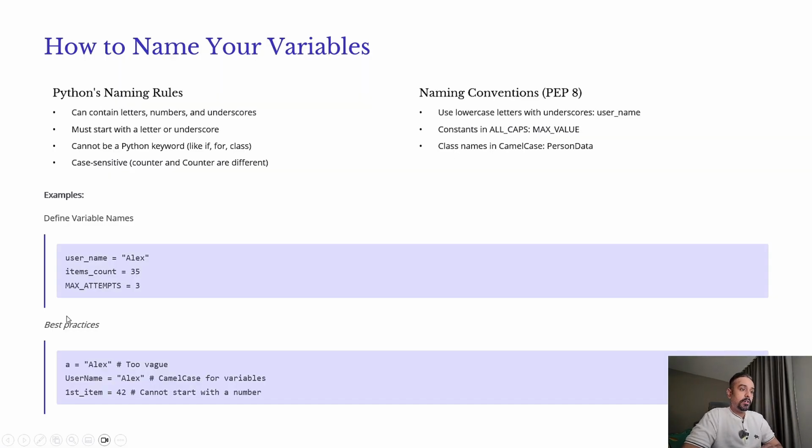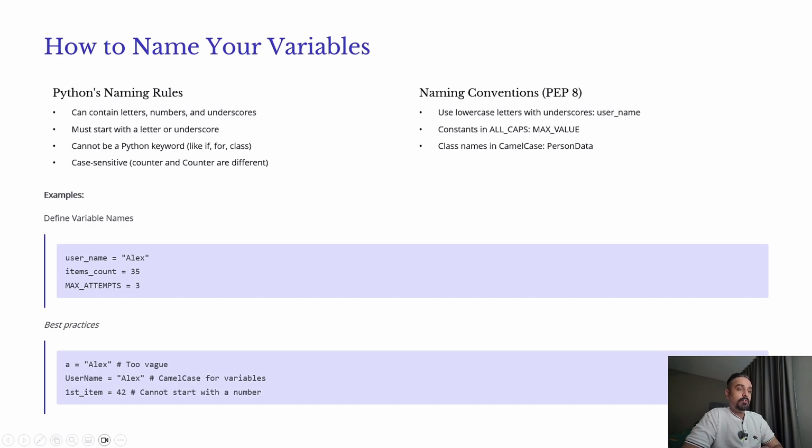Now, Python is also case sensitive. So suppose you create a counter variable, counter is equal to xyz, and then you create one more variable with the same name, but the initial alphabet is in capital. It is going to create two separate variables because Python is case sensitive.